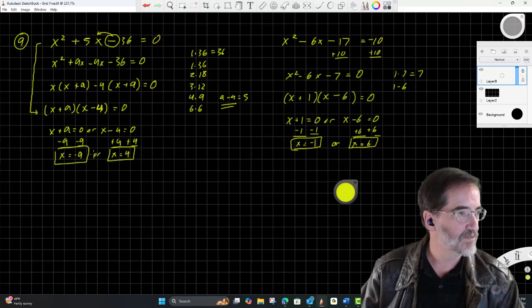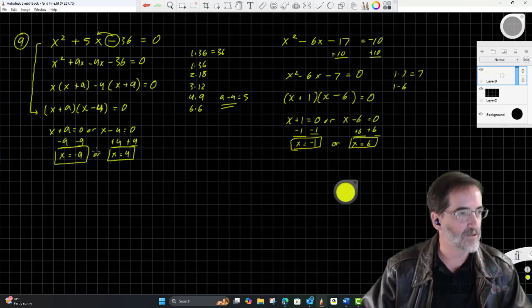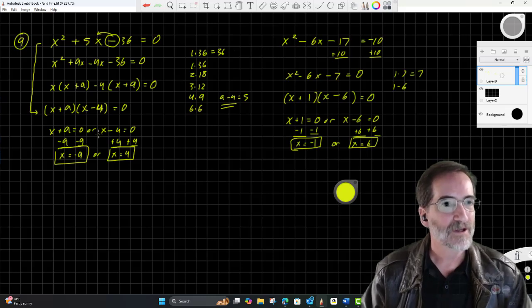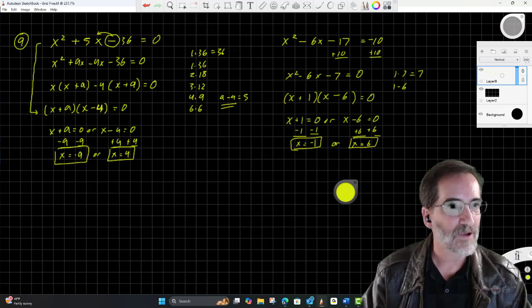Again, I much prefer the word or between those rather than and. X can't equal two things at once. It's only going to equal them one at a time, either one or the other.